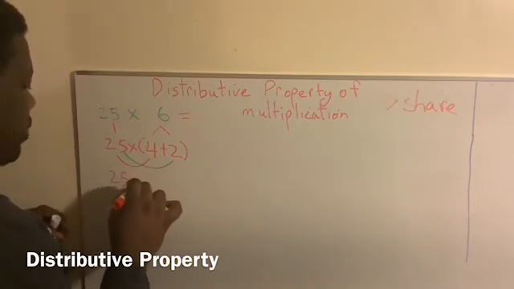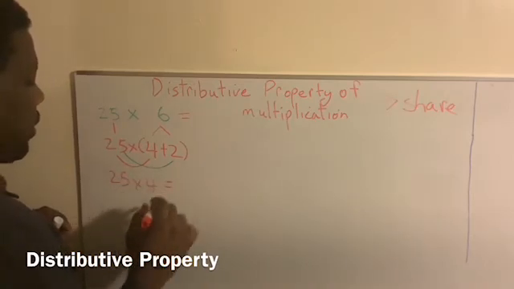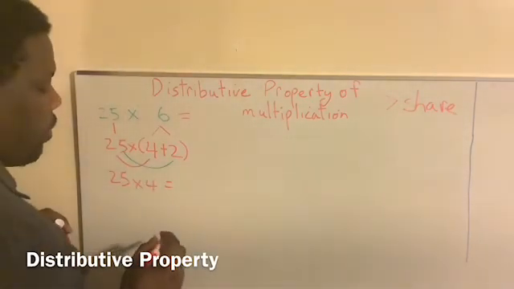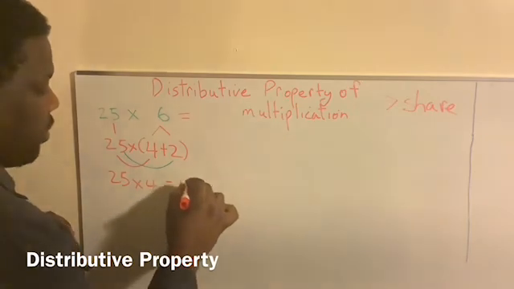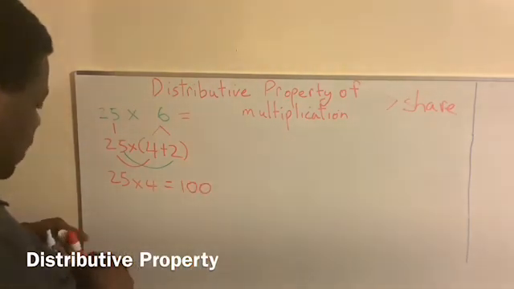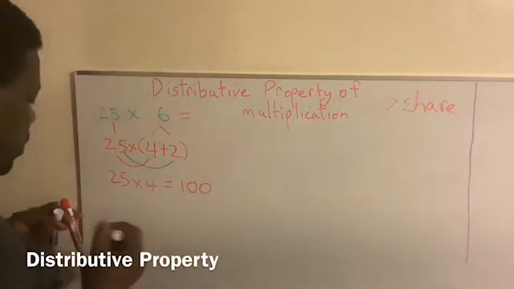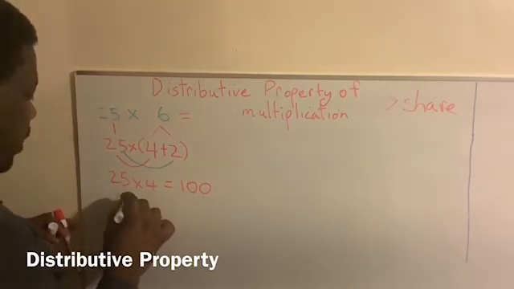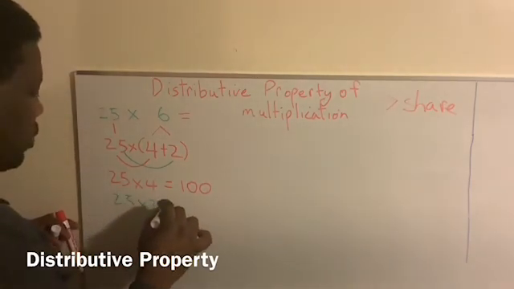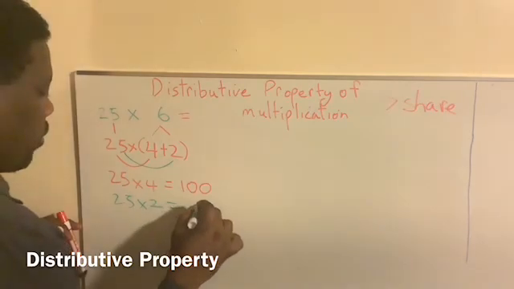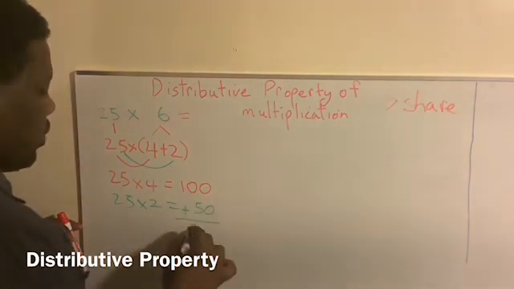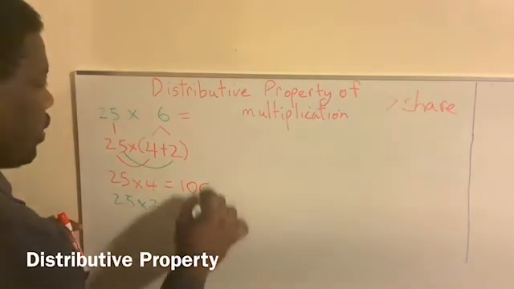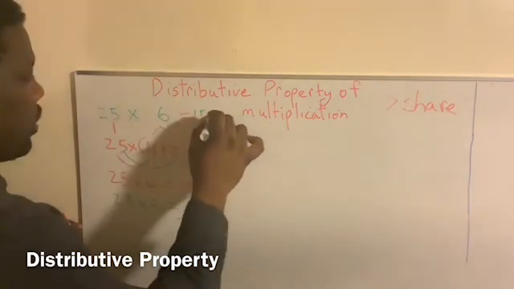25 times 4. If we skip count, 25, 50, 75, 100. 25 times 4 is 100. And then we have 25 times 2 gives us 50. Add our answers, we get 150. So our answer worked out to be the same.